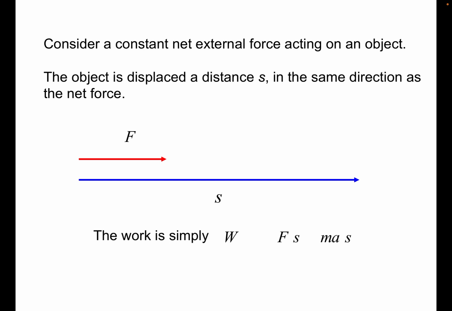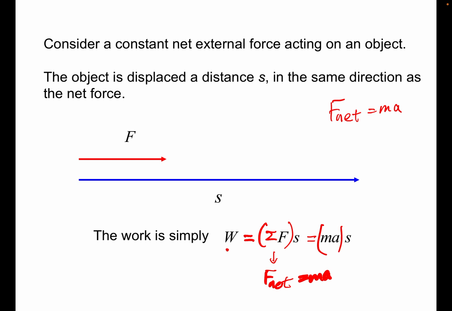We know that the work done by net force equals net force times displacement. The sum of all the forces gives us the net force. We also know from Newton's second law that net force equals ma. So the net work done equals ma times displacement.